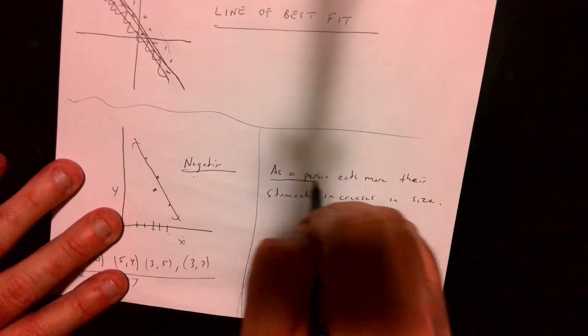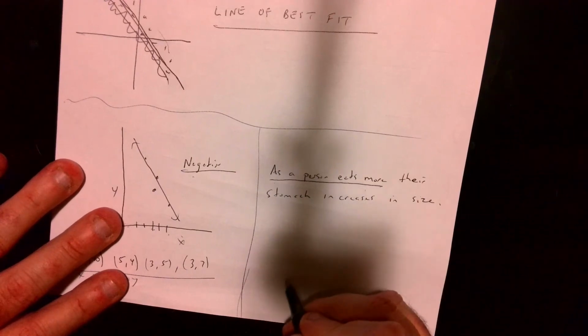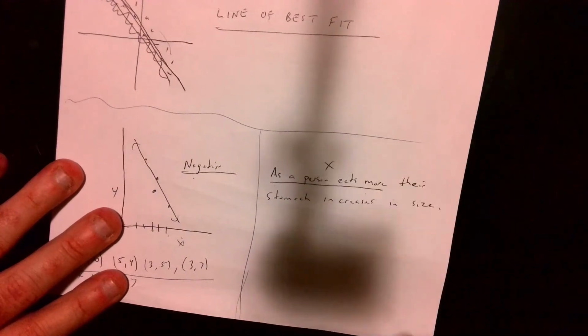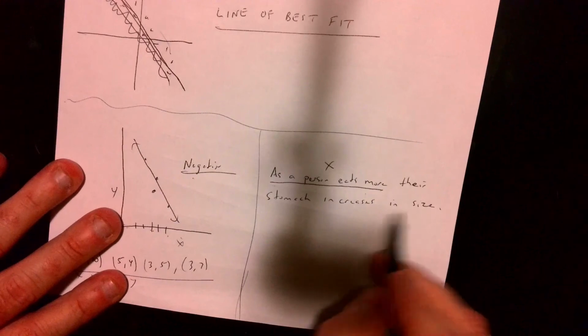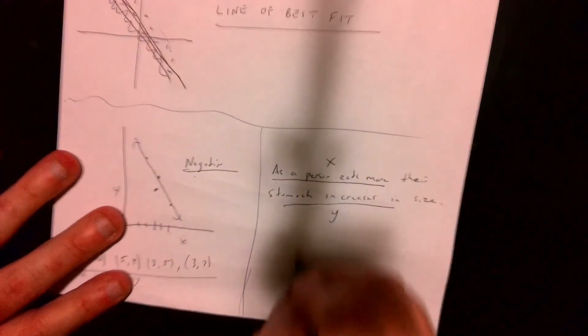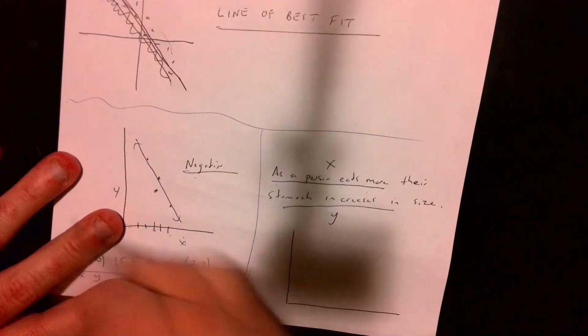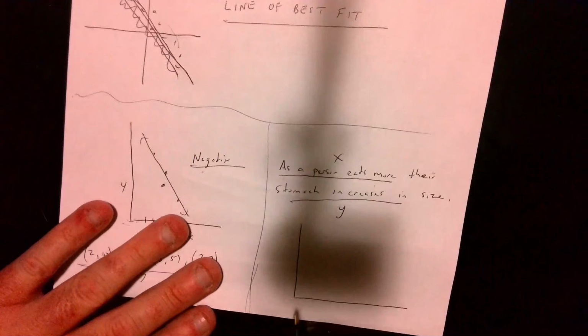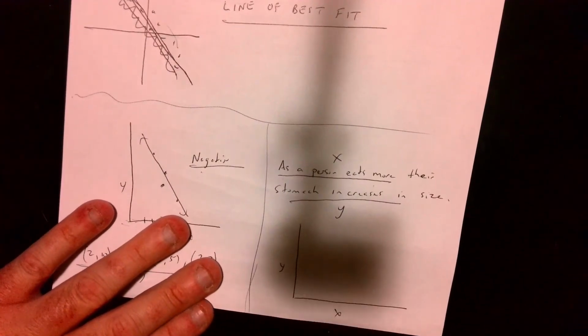So the first part is your x value. As a person eats more, that's my x. Their stomach increases in size. That's the y value. So if we think about the graph that we just kind of did over on the side, this is the x, this is the y.